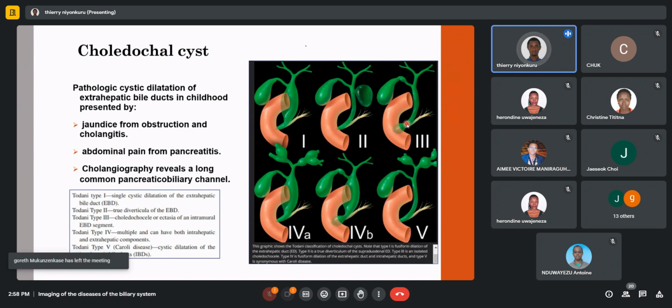Type 4 is grouped into type 4A, which consists of multiple dilatations of the intrahepatic and extrahepatic ducts, as we can visualize here in the right sectoral ducts, with intrahepatic duct dilatation. While in 4B we can visualize the intra and extrahepatic duct dilatation. Type 5 is usually called Caroli disease, which is cystic dilatation of the intrahepatic duct. If there is this dilatation of the intrahepatic duct and hepatic fibrosis, it will lead to Caroli syndrome.